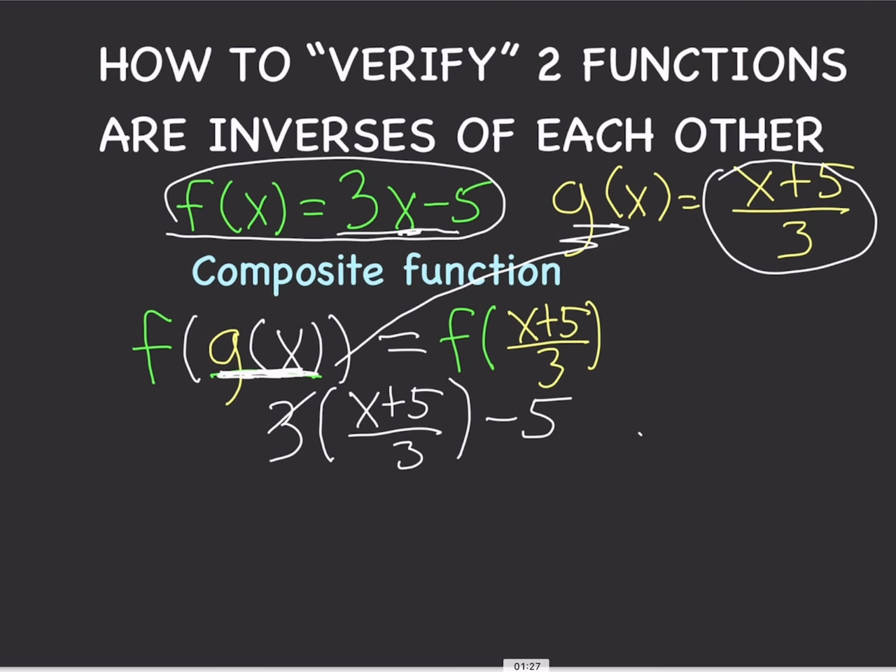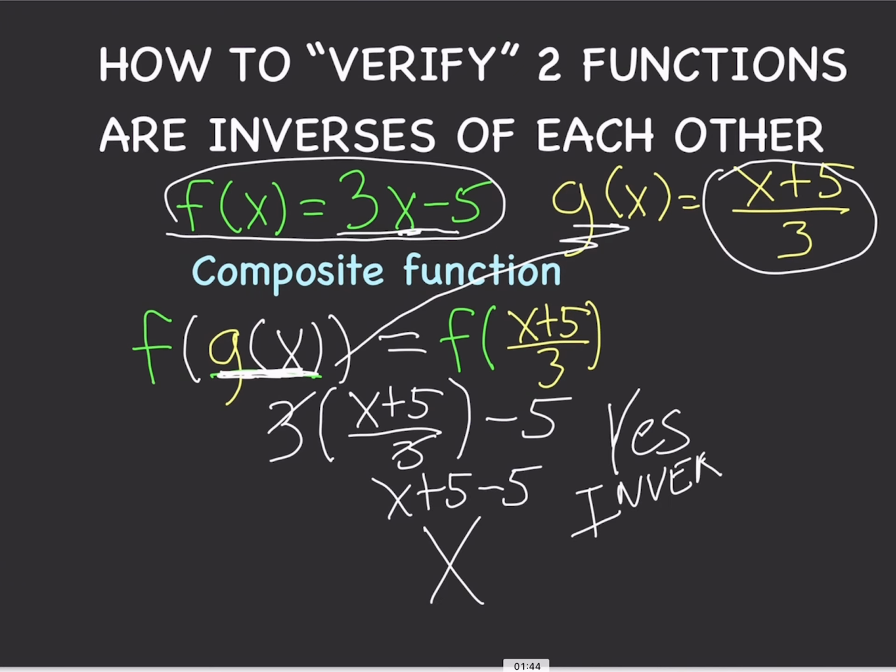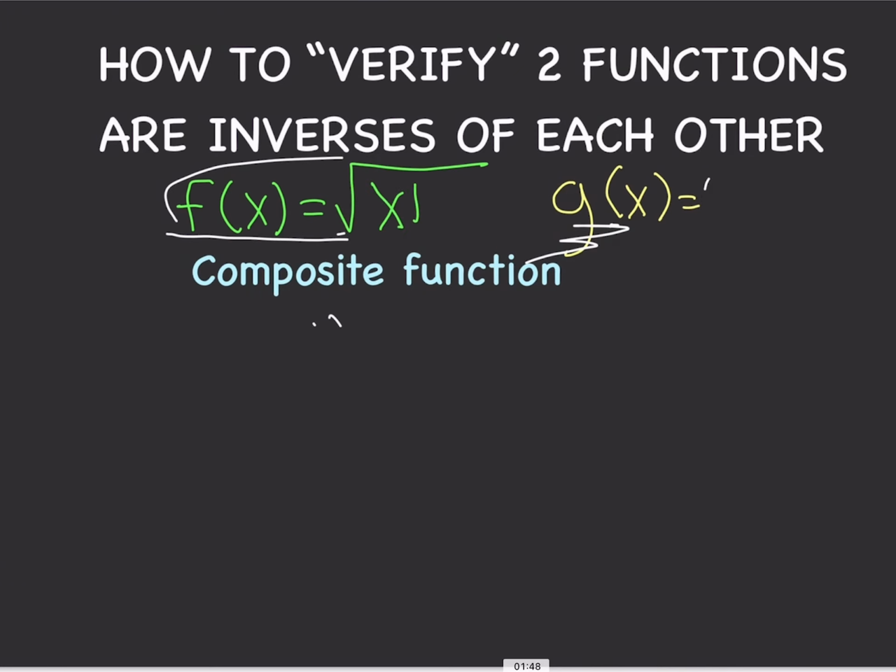Now let's take a look at another example where we're given a square root function for f of x, f of x is the square root of x plus 7, and g of x is x squared minus 7. They're asking, are these inverses of each other? Verify that they are, and show the work.